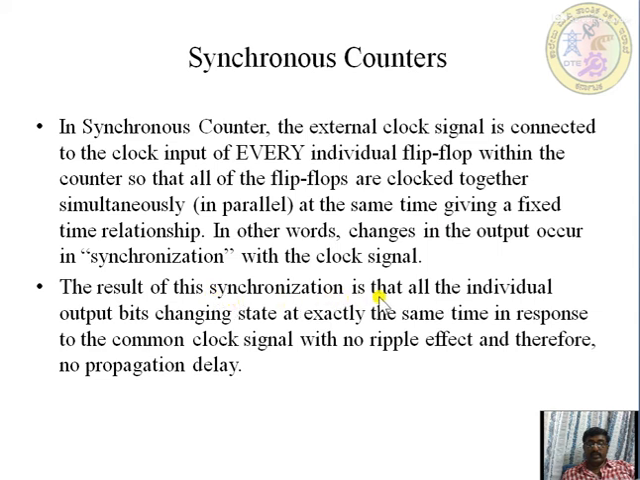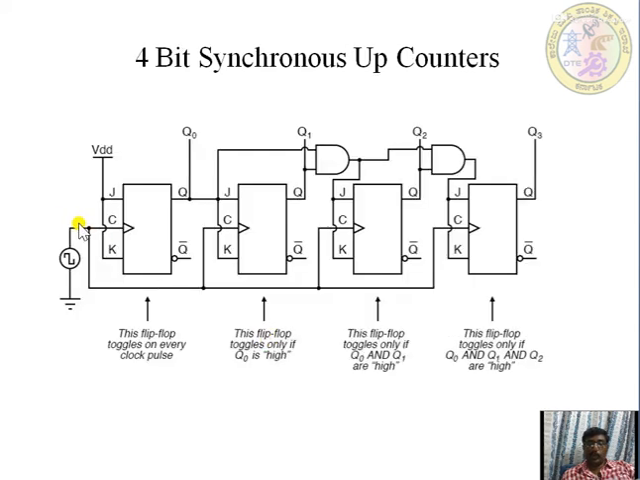The result of the synchronization is that all the individual output bits change state at exactly the same time in response to the common clock signal, with no ripple effect and therefore no propagation delay. That is why the synchronous counter is very fast: as soon as a single clock is given, all the flip-flop states change at the same time. A common clock is given to all the flip-flops. Now a 4-bit synchronous up counter; let's cross-check which counter this is.